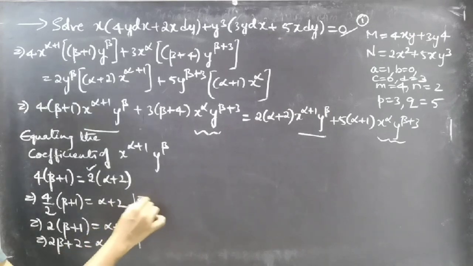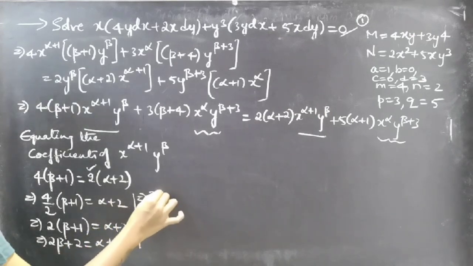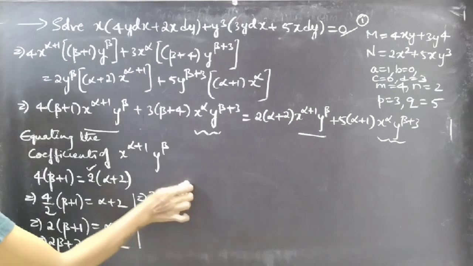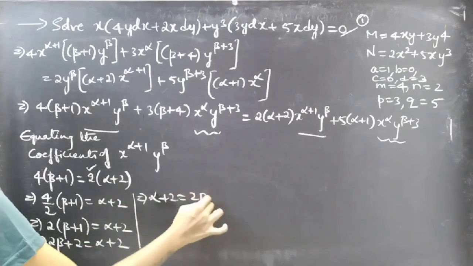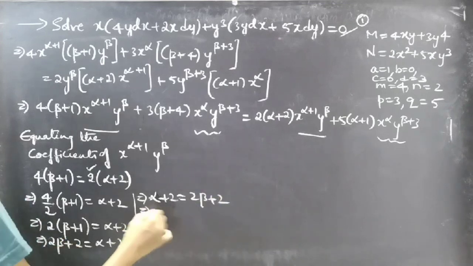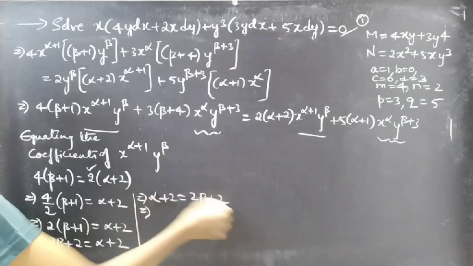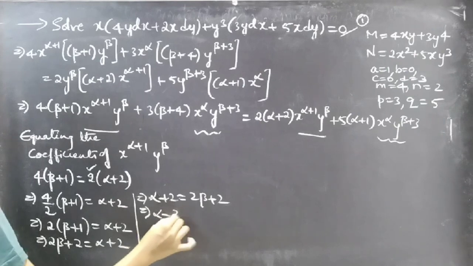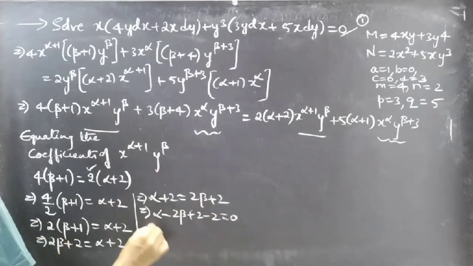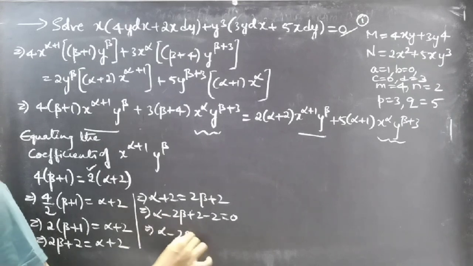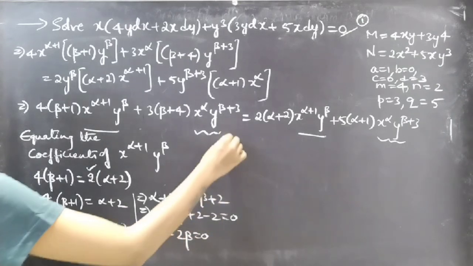Which gives us alpha plus 2 equal to 2 beta plus 2. Now bring these two terms to LHS, you'll get alpha minus 2 beta plus 2 minus 2 equal to 0. From this we'll get alpha minus 2 beta equal to 0, right?